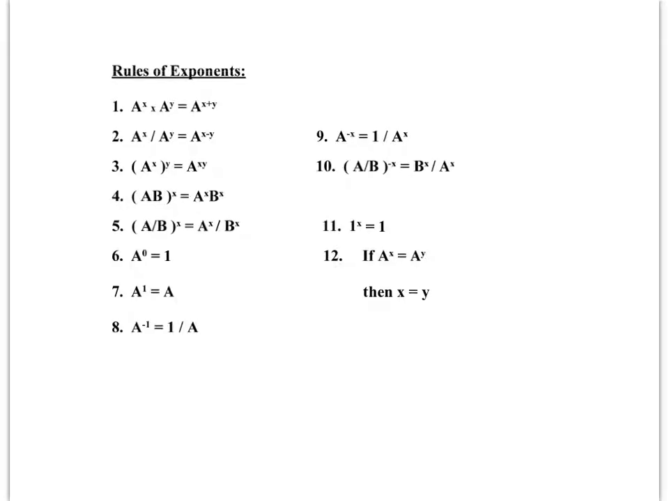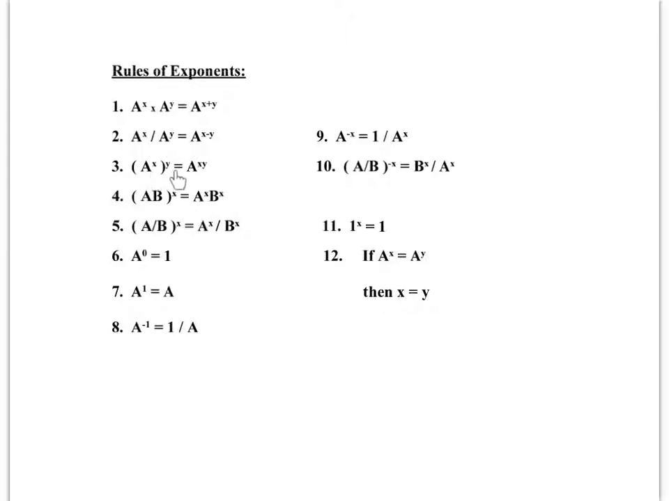Alright, boys and girls, you may recall these rules of exponents from our Algebra 1 and Algebra 2. They are some very important things that we're going to be basing a lot of what we're doing in this chapter on. Most important are these: when you multiply exponents, a to the x times a to the y is a to the x plus y. You add the exponents. When you divide exponents, a to the x divided by a to the y is a to the x minus y.